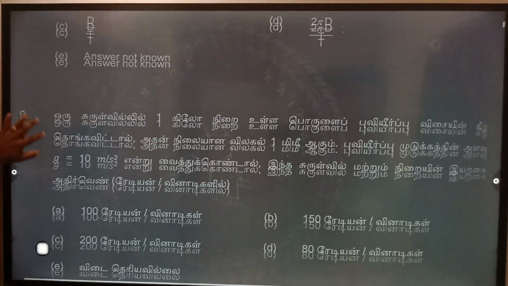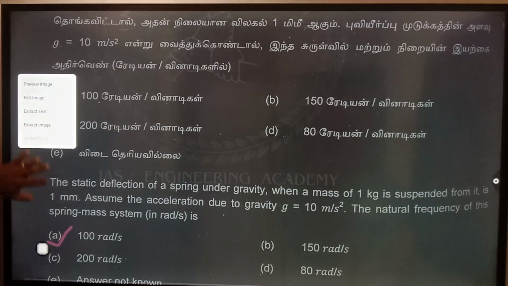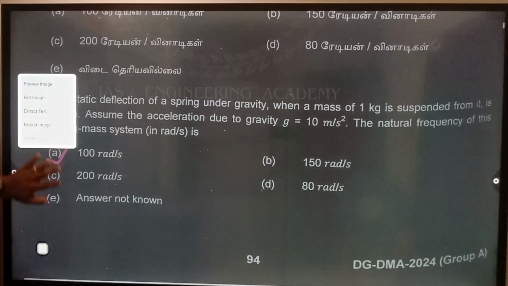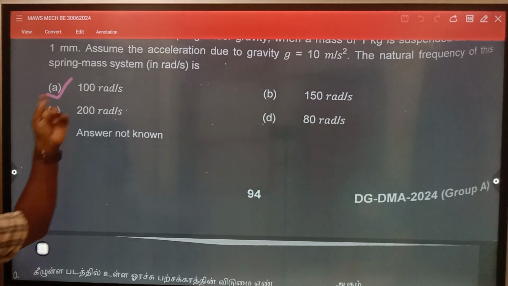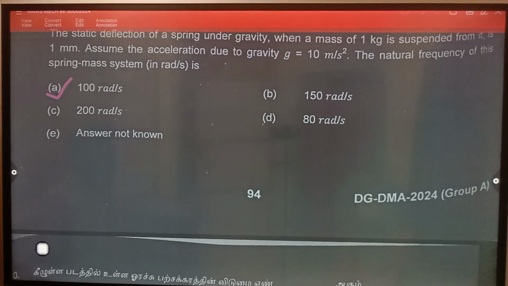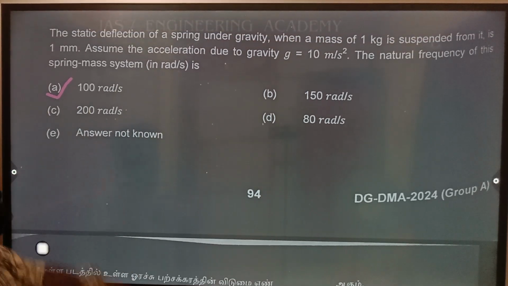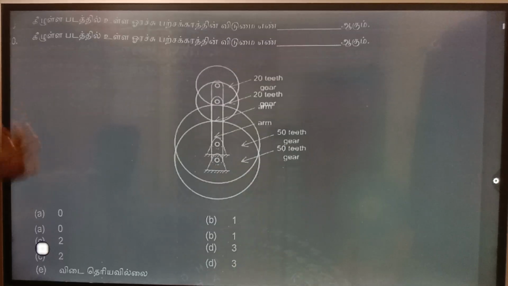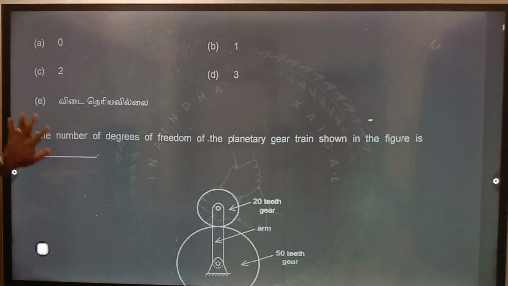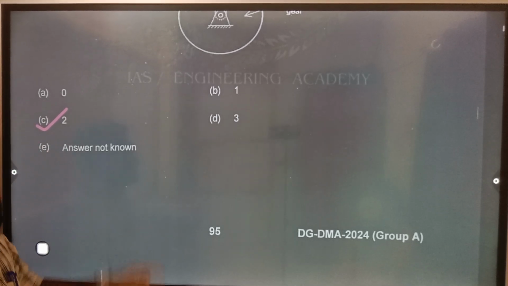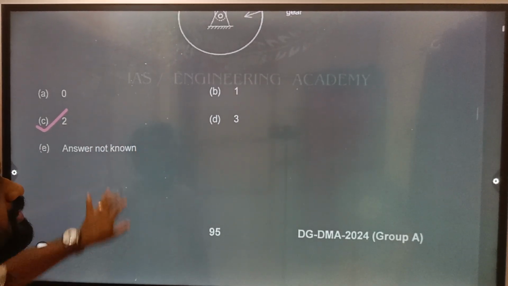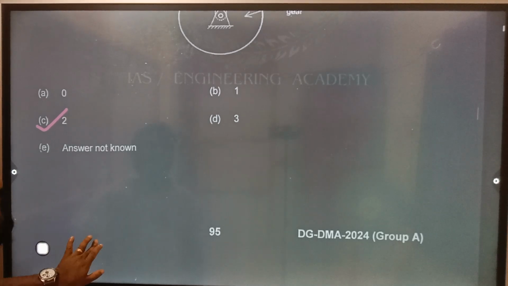Next, 9th question. The static deflection of a spring. They have asked the natural frequency. The answer is A, 100 radian per second. Next, 10th question, they have asked degrees of freedom. The answer is 2. Degrees of freedom for the sun planet gear, so the answer is 2.